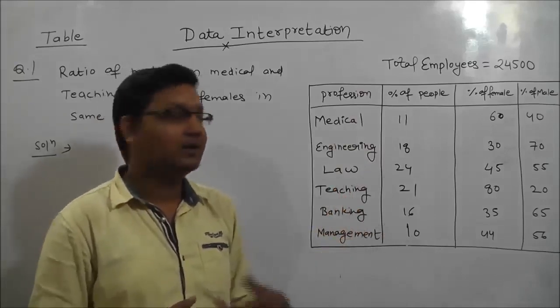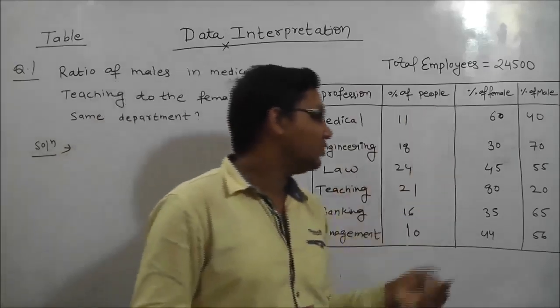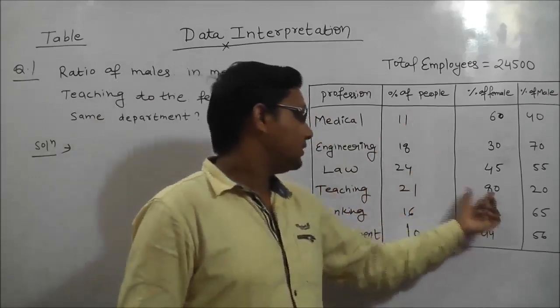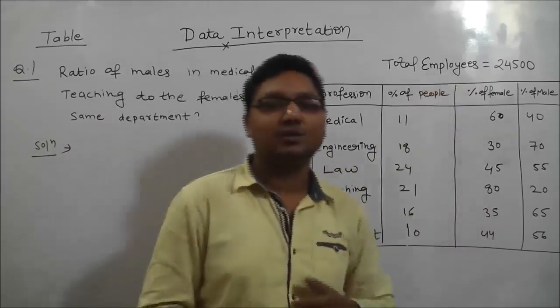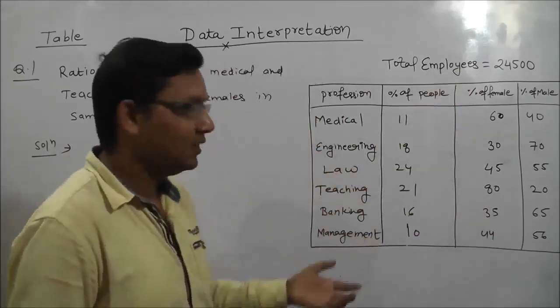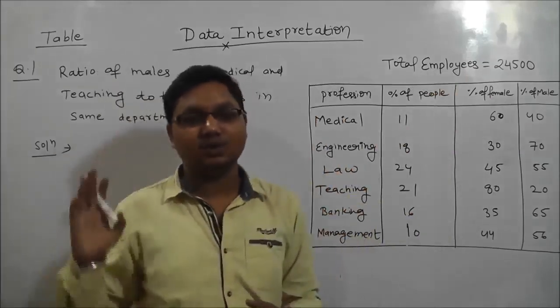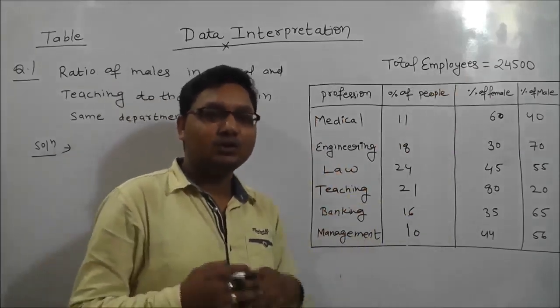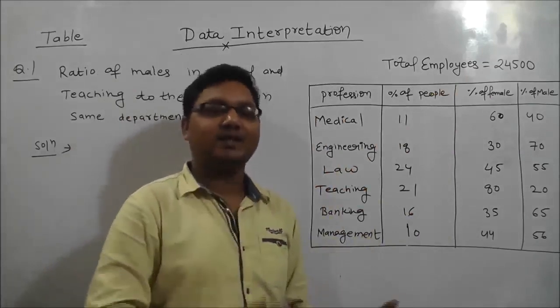But if we have to find the total number of males in the law department, then 80% of 21% of 24,500. So in this way we can find. So let us see the first question and see how to minimize our calculation and reduce our time.